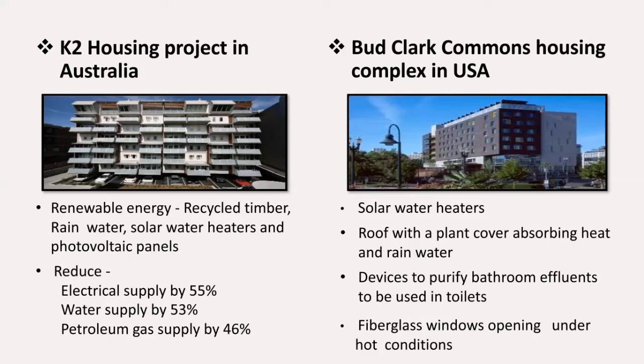Bud Clark Commons housing complex in USA. This housing complex uses solar water heaters to get hot water. A plant cover on the rooftop absorbs heat and rainwater. Devices are used to purify bathroom effluents to be used in toilets, and fiberglass windows are opened under hot conditions. Because of these measures, this project saves energy worth $60,000 annually.